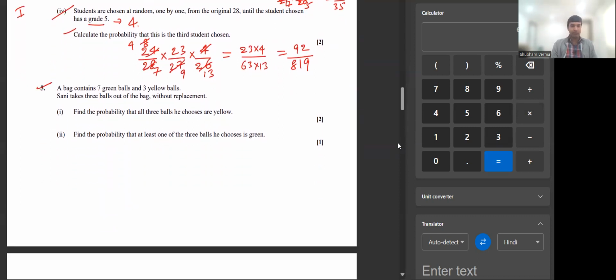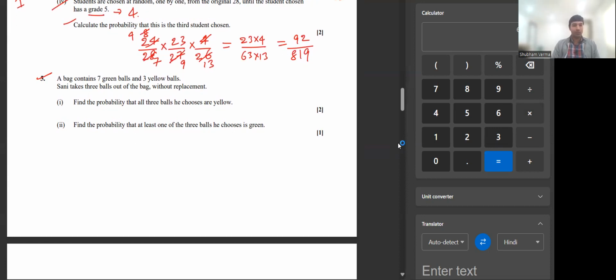A bag contains 7 green balls and 3 yellow balls. Sunny takes 3 balls out of the bag without replacement. Okay, so without replacement, find the probability that all 3 balls he chooses are yellow. So what is the probability that the first ball is yellow? 3 by total. Total is 10. So first ball to be yellow, 3 by 10 into 2 by 9 into 1 by 8.